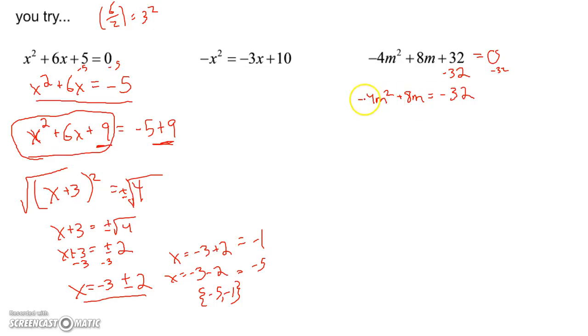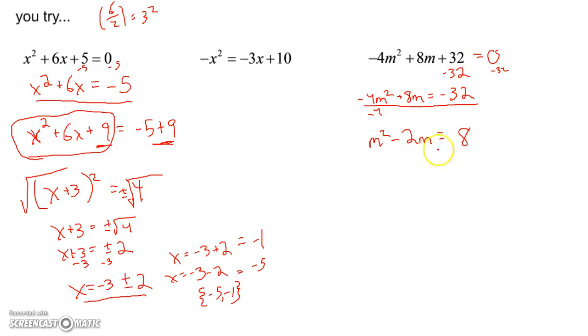Now, I've got a constant in front of my m squared. I want to get rid of that. So I can divide the entire equation by 4, actually by minus 4, to get that coefficient on the m squared to be a positive 1. In this case, it's going to work out nicely. It's going to be m squared minus 2m equals, and minus 32 divided by minus 4 is positive 8.